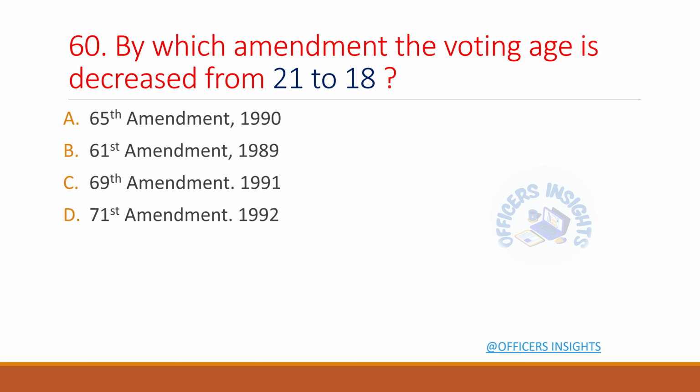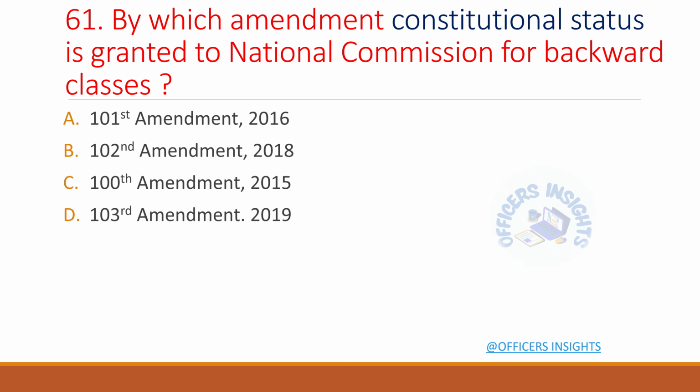By which amendment the voting age is decreased from 21 to 18? Correct answer is option B, 61st Amendment 1989. By which amendment constitutional status is granted to National Commission for Backward Classes? Correct answer is option B, 102nd Amendment 2018.